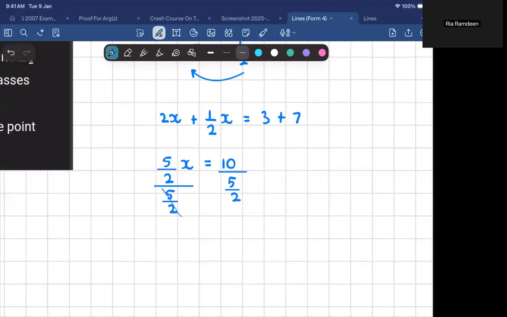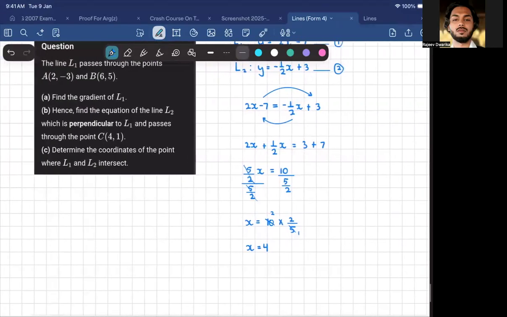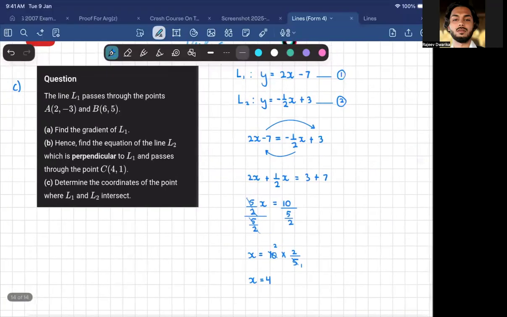2/5. Perfect, exactly. So on the right-hand side, I'm going to write that as 10 multiplied by 2/5, yeah? 5 into 5 is 1. 5 into 10 is 2. 2 by 2 is 4. Was that really that hard? No, it wasn't that hard, right?